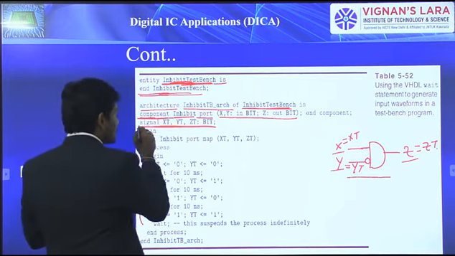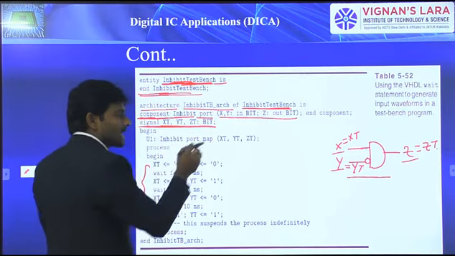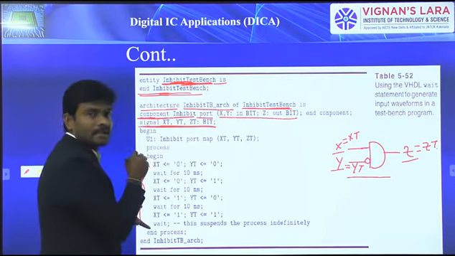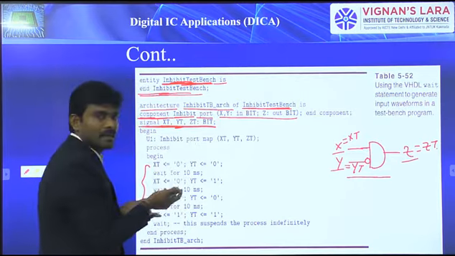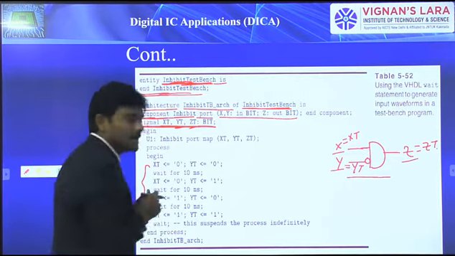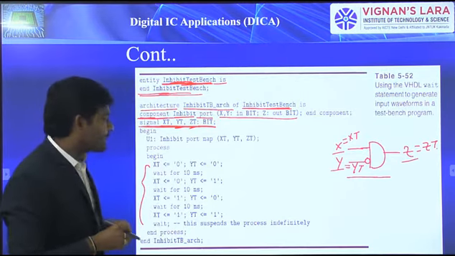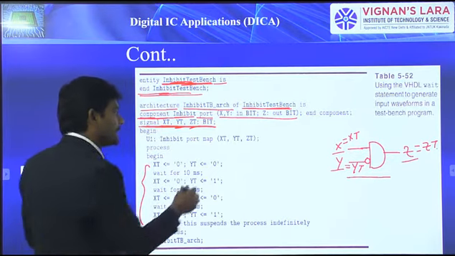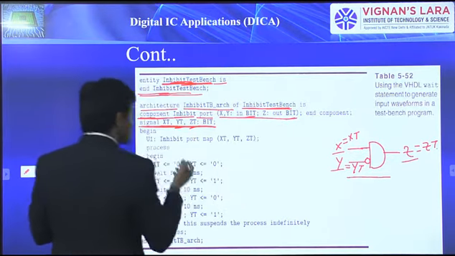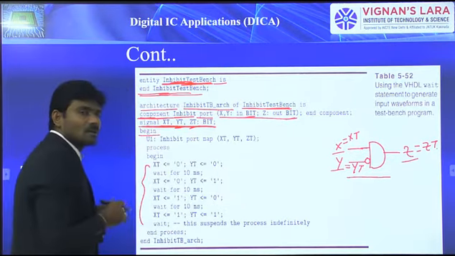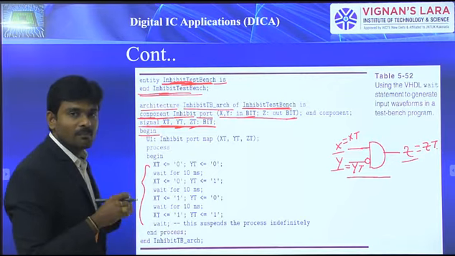So signal, those signal names: X is nothing but XT, here I considered. Then Y equals YT, I assumed it as. Then Z, I consider it as ZT. And bit, same type, like this one. Then after that, we are supposed to start the architecture body with the keyword begin.